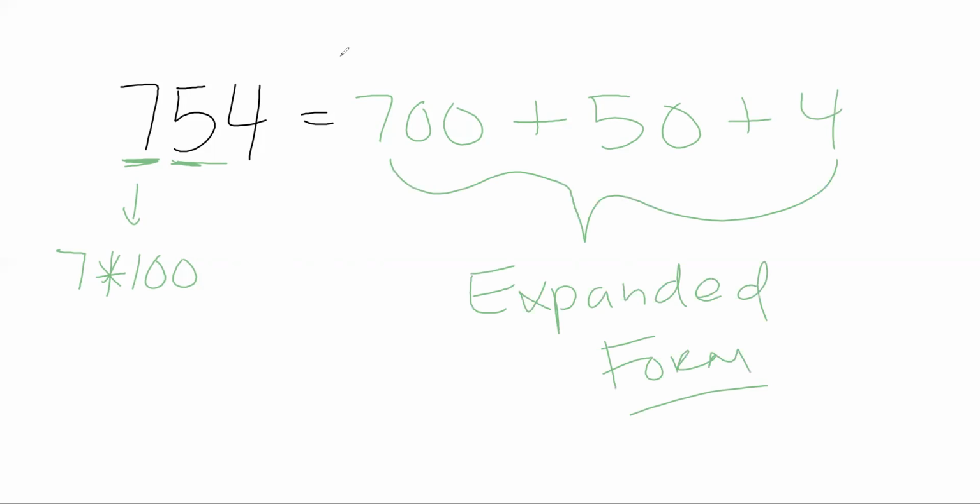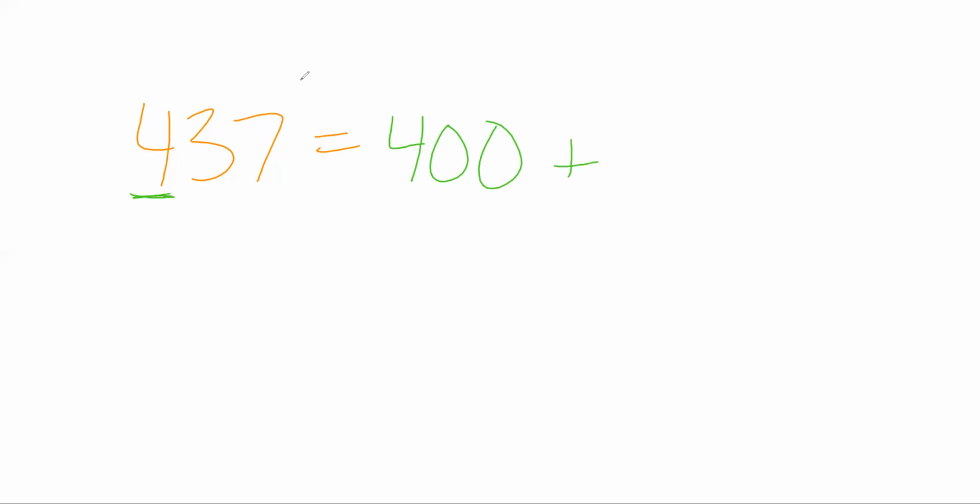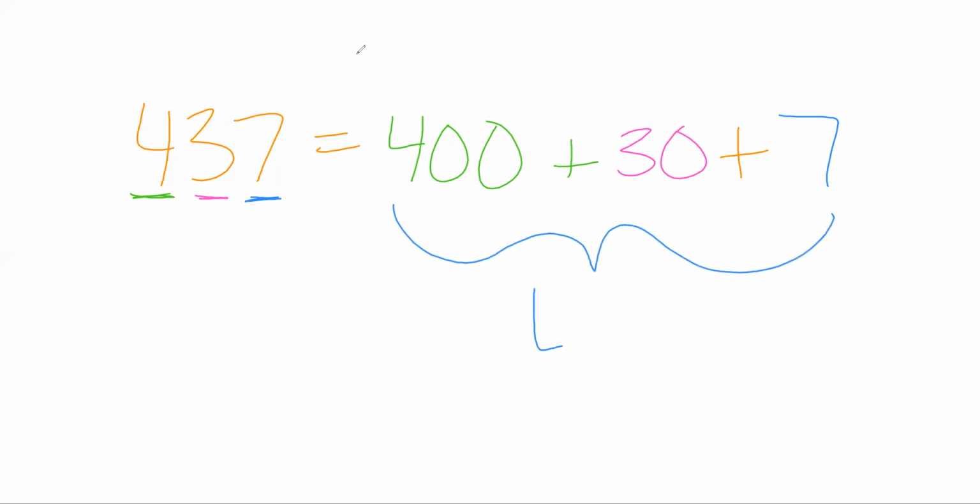Let's do another, because I feel like it helps to see more than one example over and over again. 437. So again, here we go. I'm going to say we have 400, because that's the hundreds place, plus 30, because that's the tens place, plus 7, because that's the ones place. And again, here is my expanded form.